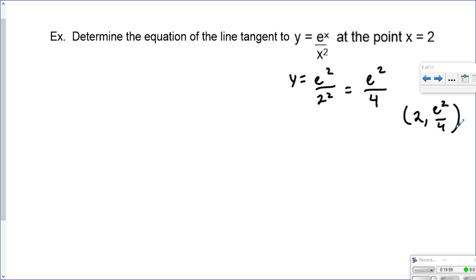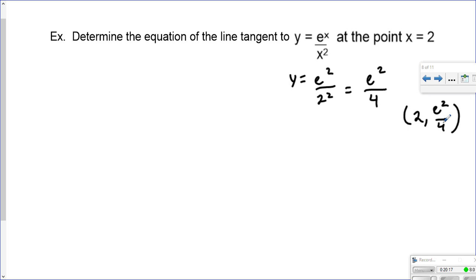Now at this point I want to talk about this e squared thing here. Remember, e is a constant. So we actually could go to our calculator and find out what e squared was. It would be an irrational number, and we divide it by 4. So we could actually get a decimal approximation for this. I don't want you to do that.